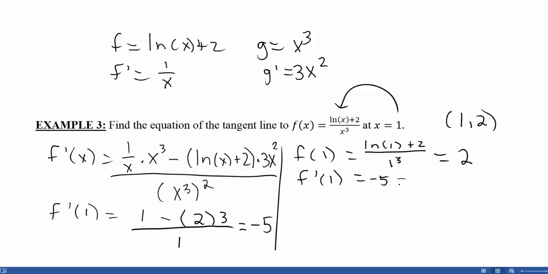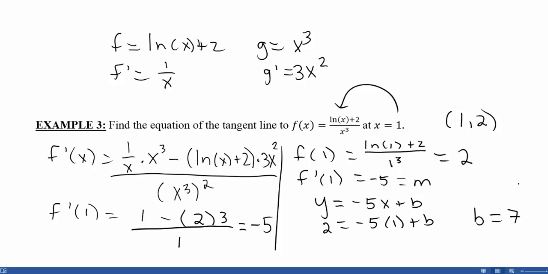And remember, the derivative at a point is going to tell me the slope of my tangent line. So now I have y equals negative 5x plus b. I'm going to plug in my point, so 2 for y and 1 for x. So I'm going to add the 5 over, which is going to give me that b has to equal 7. So finally, the equation of my line is y equals negative 5x plus 7. So that's the equation of my tangent line. And here again, I had to use the quotient rule in order to find the slope.